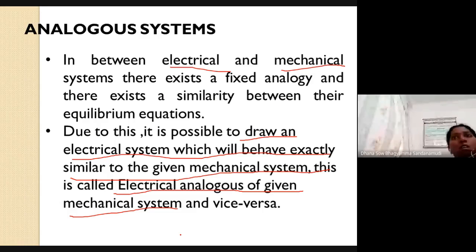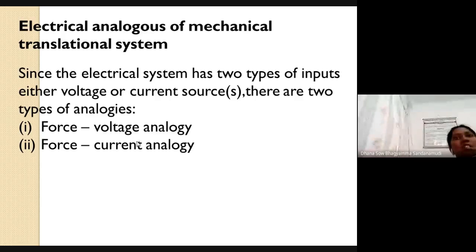Or if I'm able to draw a mechanical system which behaves exactly similar to an electrical system, that's known as the mechanical analogous of the given electrical system. That's why I have written here vice versa. So an electrical system can exactly behave as a mechanical system, and a mechanical system can exactly behave as an electrical system, because there exists some similarity between the equilibrium equations. Equilibrium equations are nothing but our differential equations.